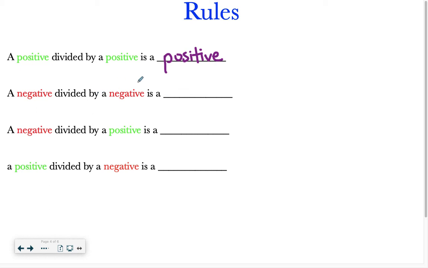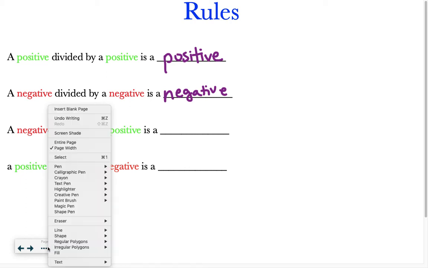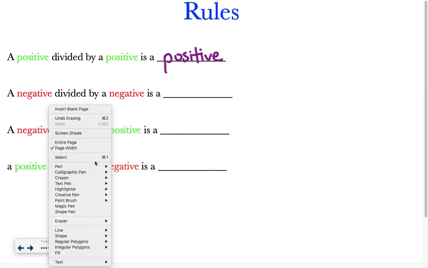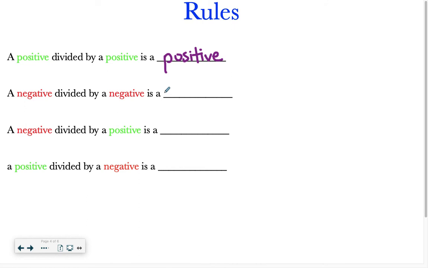So positive divided by a positive is positive. A negative divided by a negative is negative. Okay, so anytime your signs are the same, so two positives or two negatives, your answer, I'm sorry, I wrote the wrong thing. I was too busy talking. A negative divided by a negative is not negative. That was a silly error I made, but a common one that people make. A negative divided by a negative is positive. So when your signs are the same, so positive and positive or negative and negative, your answer is always positive.